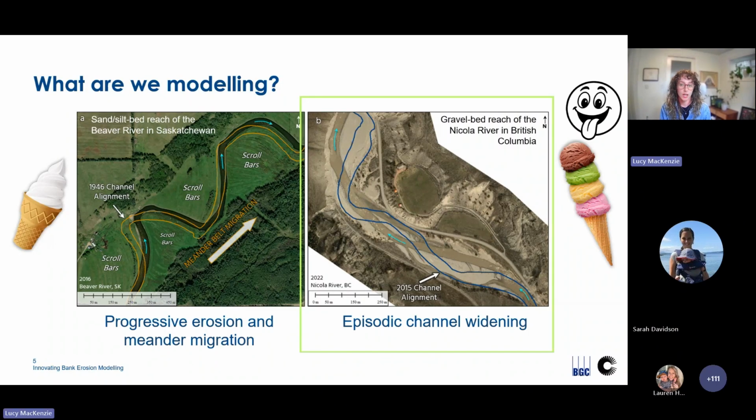It's this episodic channel widening, or this multi-flavored deluxe cone type of bank erosion, that our model aims to predict. Starting with the original channel alignment, can we model the extent of widening that could occur during a given flood event?